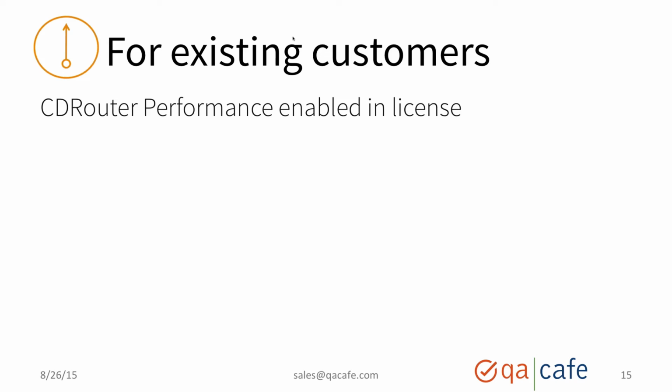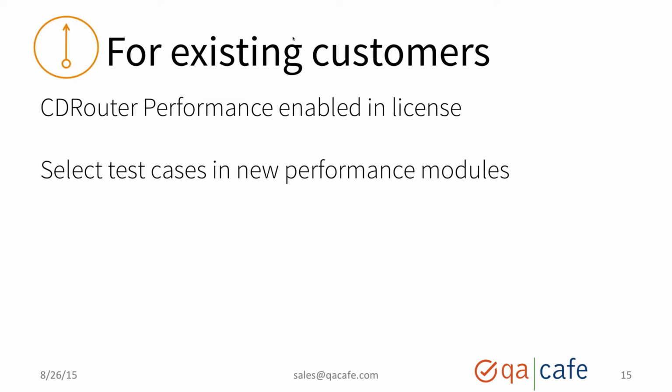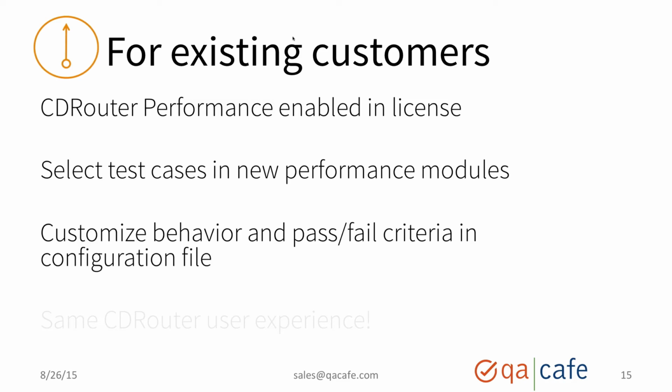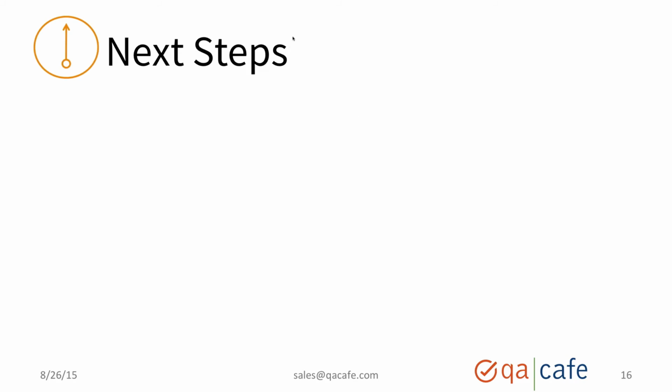So for existing customers, just to summarize what you'll be doing, CDRouter Performance is something that's enabled in your license. It's a new add-on for us. You'll be able to select your test cases just like your other modules. You'll be selecting performance test cases right in your config, and you can customize the behavior of those test cases. So you can set pass-fail criteria right in your configuration file. It's really the same user experience that you're familiar with in CDRouter. So it should not be much of a jump for you to incorporate this type of performance testing into your functional testing.